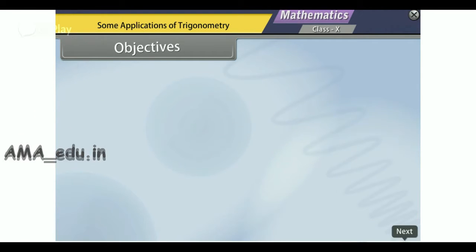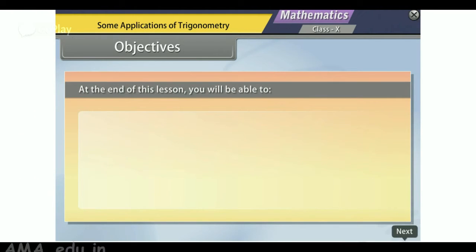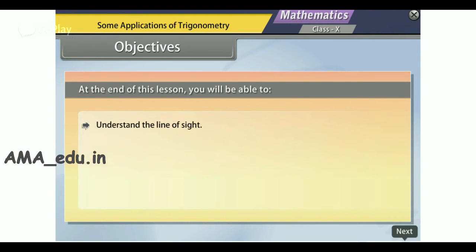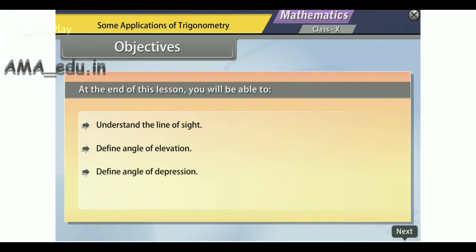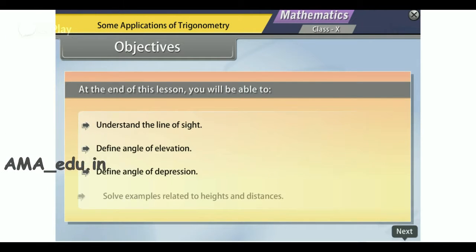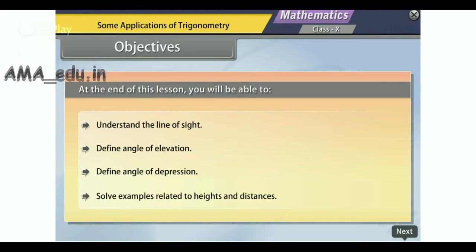Objectives. At the end of this lesson, you'll be able to understand the line of sight, define angle of elevation, define angle of depression, solve examples related to heights and distances.